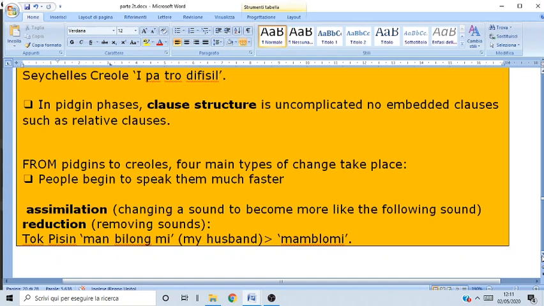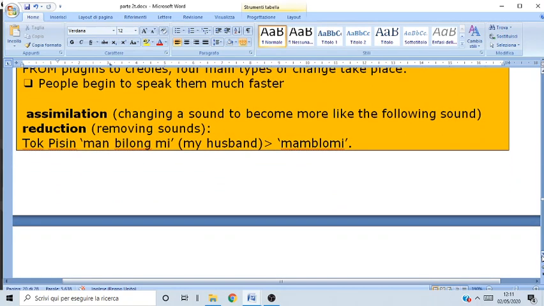Once there's the passage from a pidgin to a creole, some other phenomena take place. Obviously, people start speaking faster. This means that there's going to be lots of assimilation. We said that there's the change. This means that sounds change and they become closer. They sound like the following sounds.